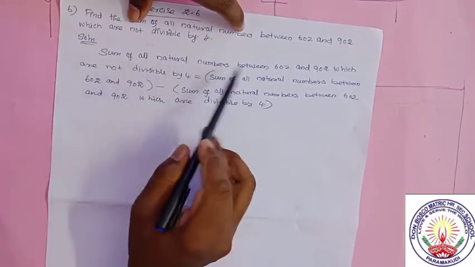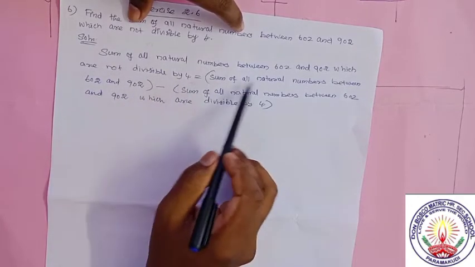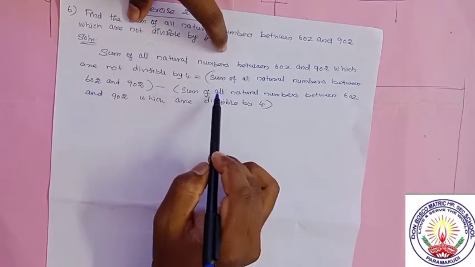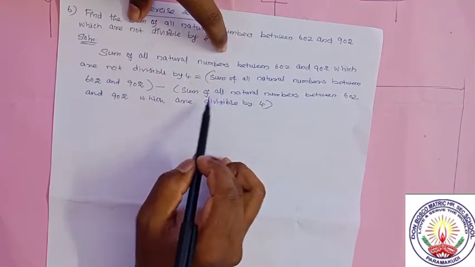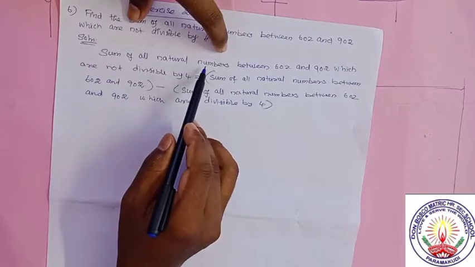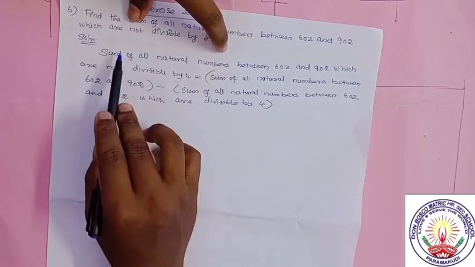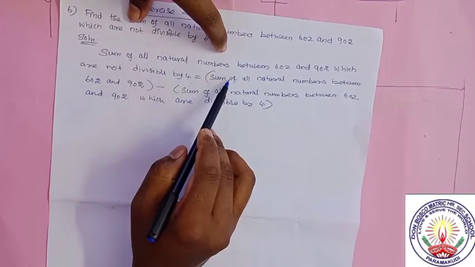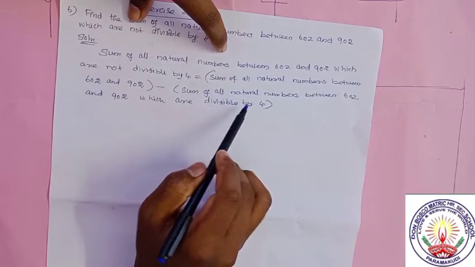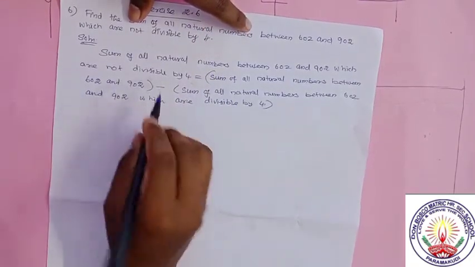The sum of all natural numbers which are not divisible by 4 is equal to the sum of all natural numbers minus the sum of all natural numbers which are divisible. From the total sum, if we subtract the divisible ones, we will get the numbers which are not divisible by 4. So this is the logic. To get the sum of not divisible, find the total sum and subtract the divisible ones, and you will get the sum of all natural numbers which are not divisible by 4.